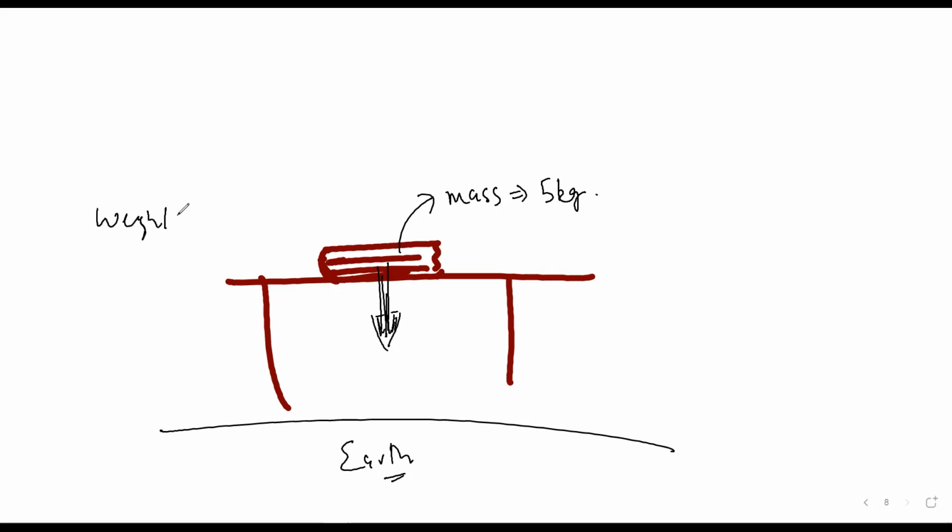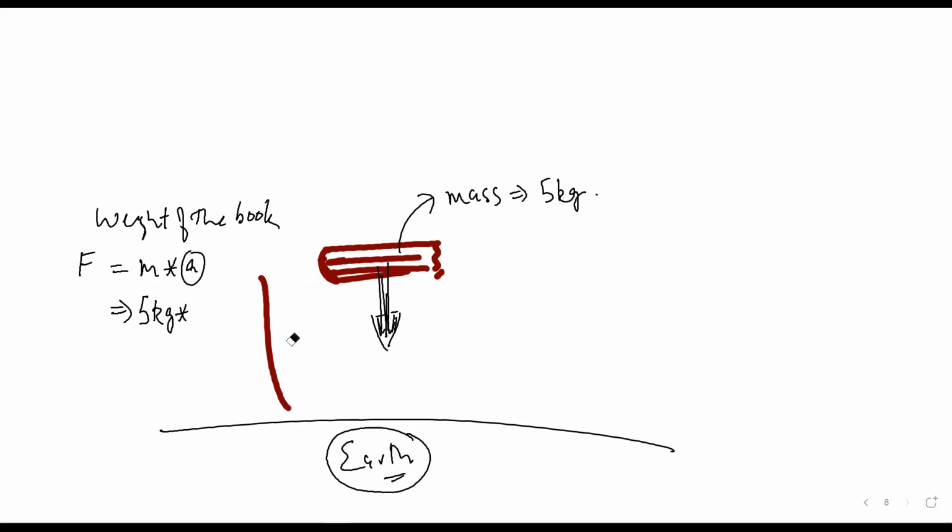Weight of the book is the force with which Earth is attracting it. And Earth is attracting it with a force. The formula of force is mass into acceleration. So mass is 5 kg. And this acceleration is the acceleration that Earth can provide to this book if this book leaves the table. Have you understood what I've said?